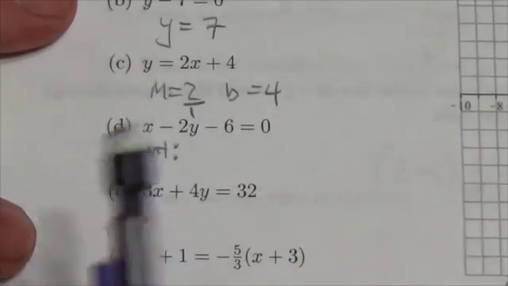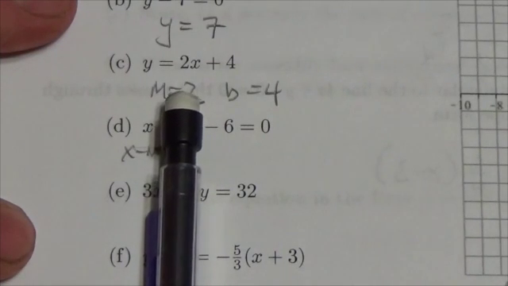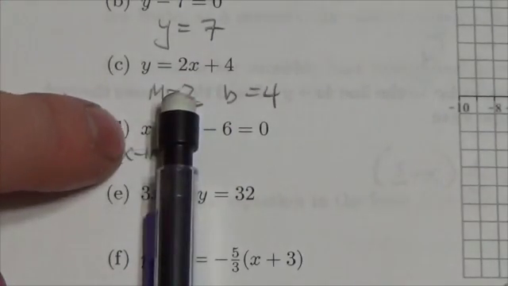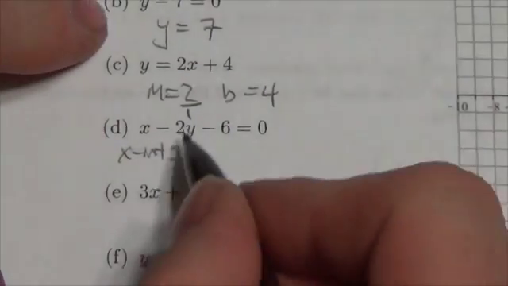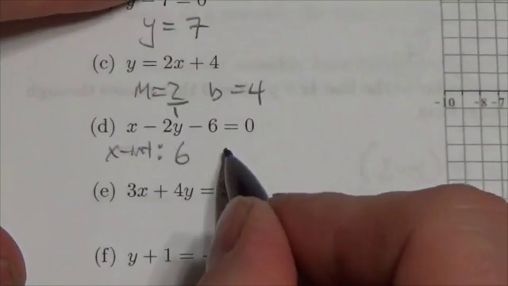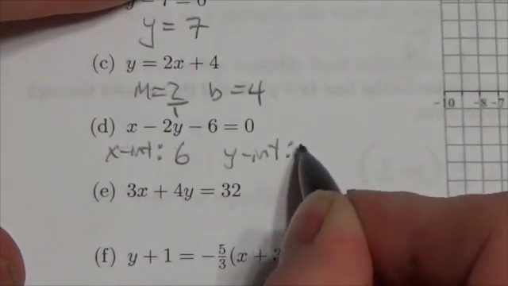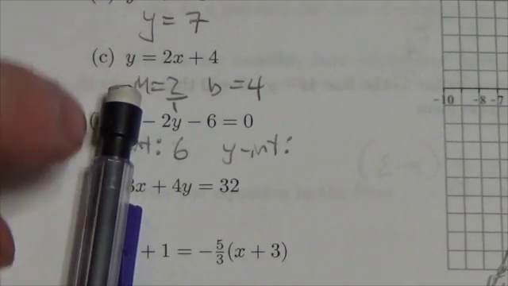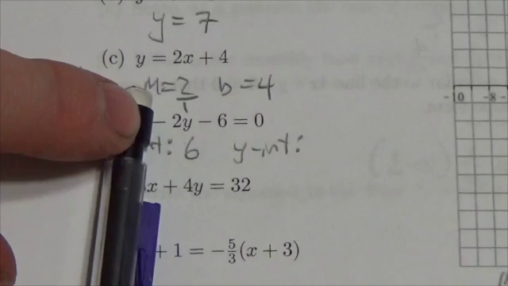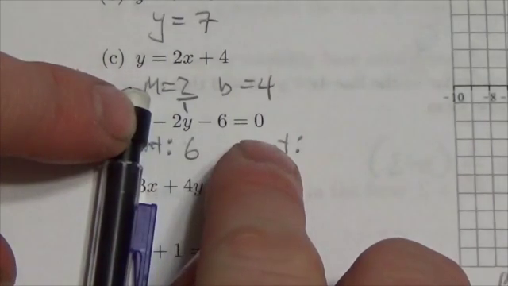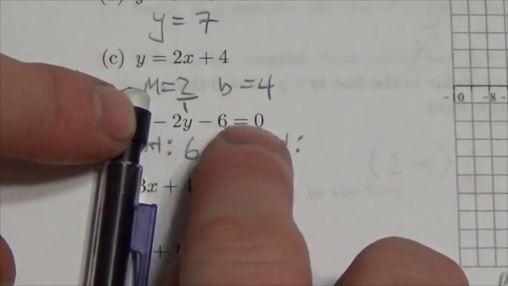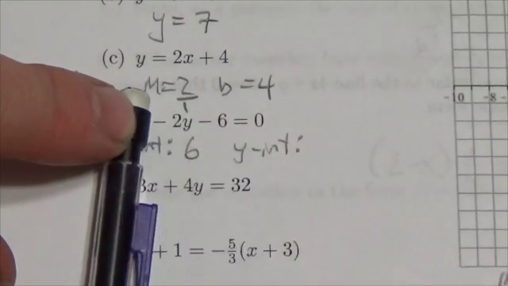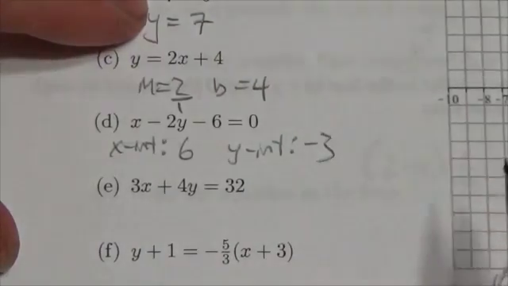Now at the x-intercept, the y-coordinate is 0, so that term would disappear. And then I'm left with x minus 6 equals 0, and that'll only be true if x is equal to 6. And now I'm going to find the y-intercept, and at the y-intercept, I let x equal 0, so this term is going to disappear, and I'm left with negative 2y minus 6 equals 0. So bring the 6 over, it'll be negative 2y equals positive 6, and then divide by negative 2, and you're going to get negative 3.